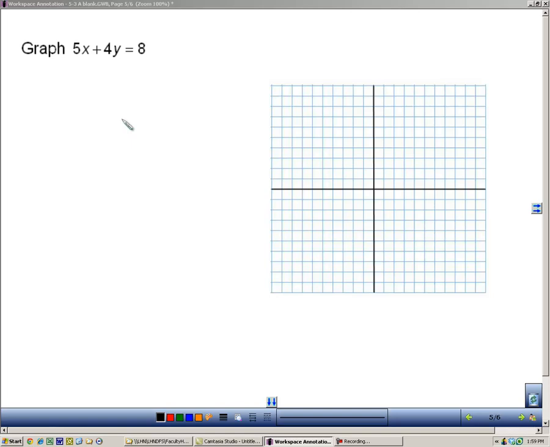Here's a line that I have to graph. There's a problem, however, is that it's not in slope-intercept form. Y equals mx plus b is the form that we'd like it in, and it's not there quite yet. So we're going to have to do some algebra to manipulate it to get it in that form. Well, the y is isolated, so that's really the key here. So how do we isolate the y? We subtract 5x from both sides.